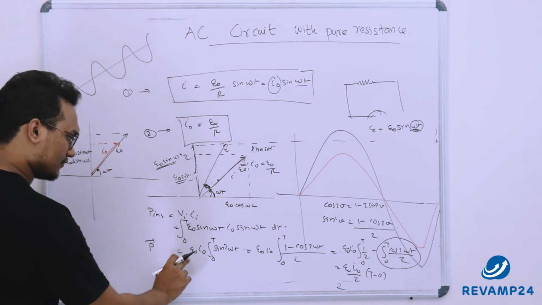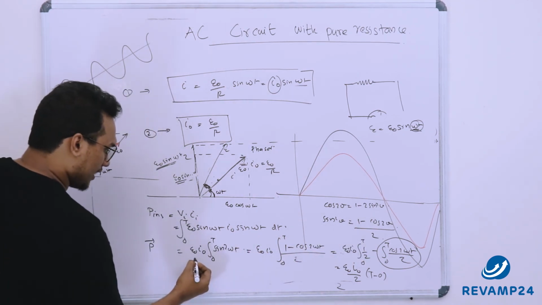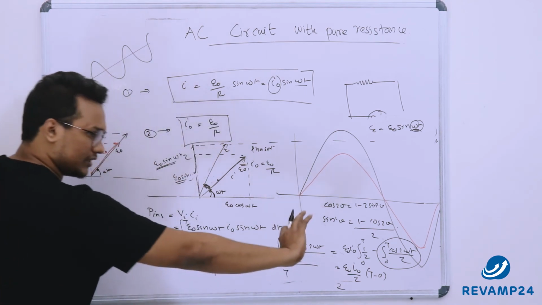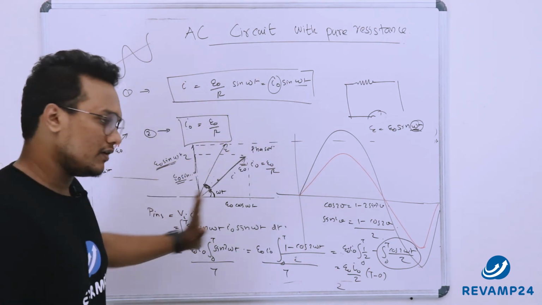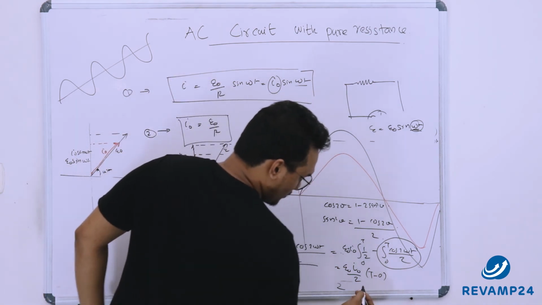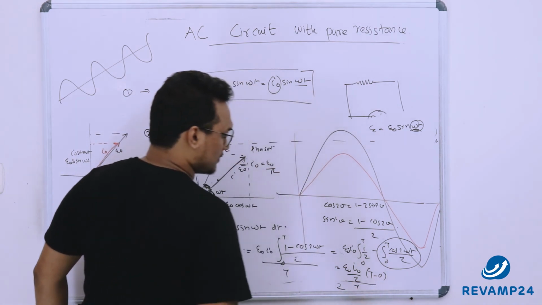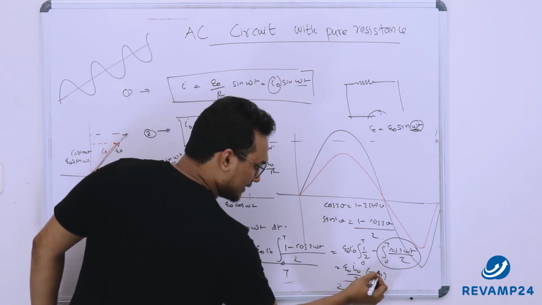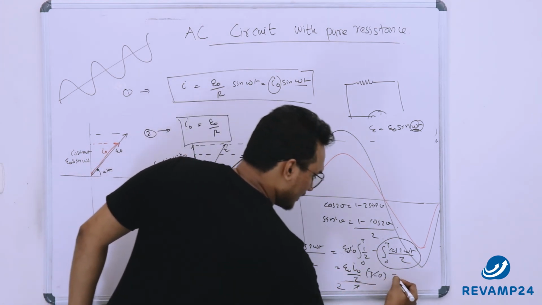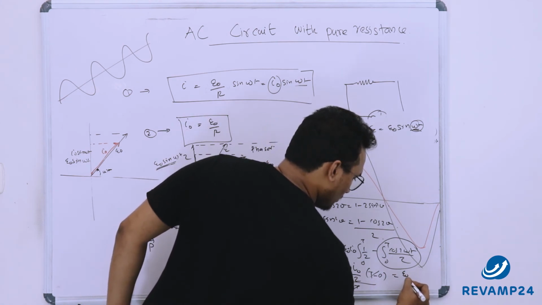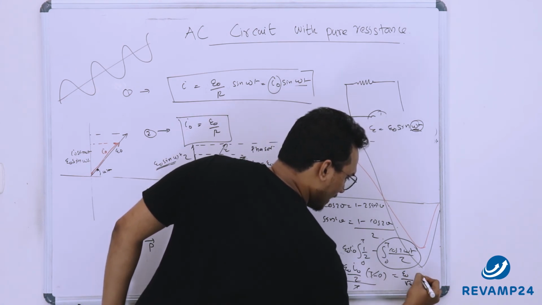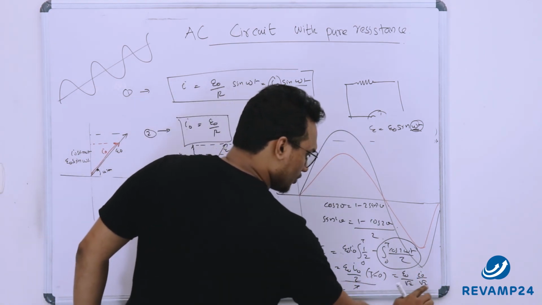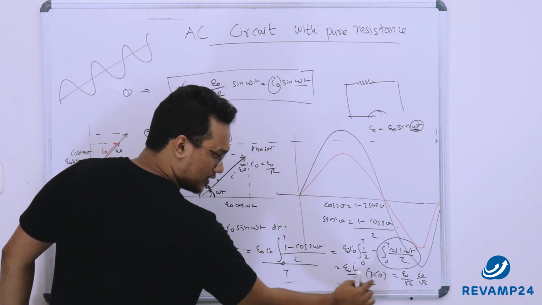To get the average we have added, right? To get the average value we have to divide it by t. We have added, now we have to divide it by t. So while dividing by t, t minus 0 is t, and that t and this t would be cancelled, and I will get the value as E0 by root 2 into I0 by root 2. Basically it is E0 into I0 by 2.